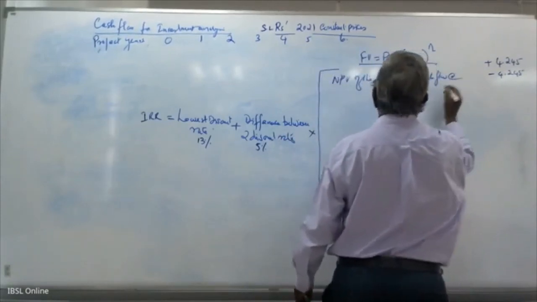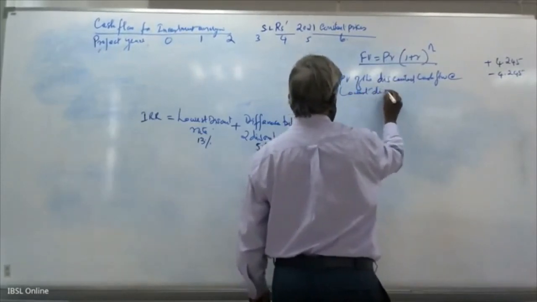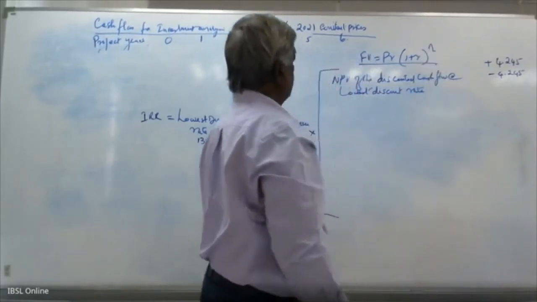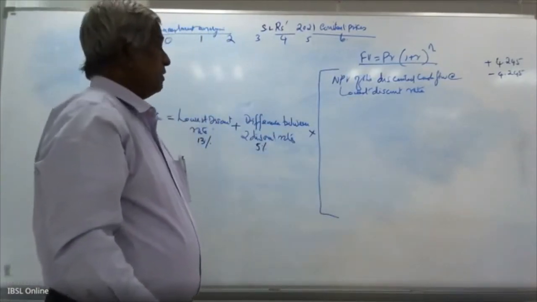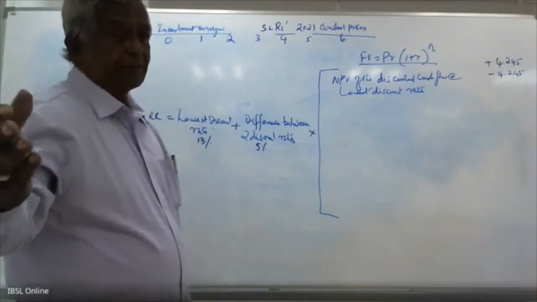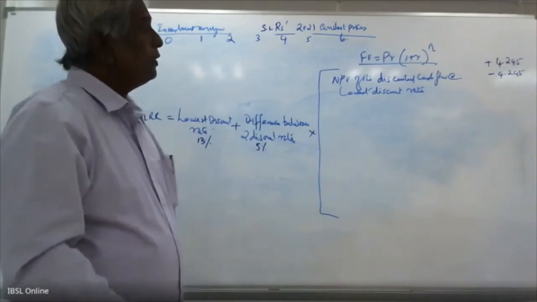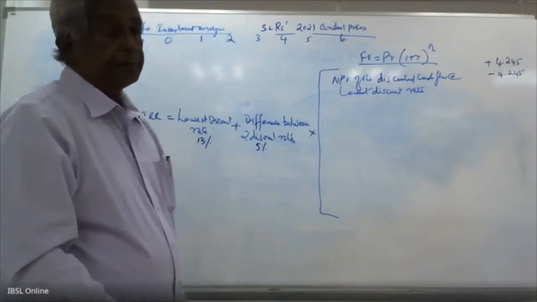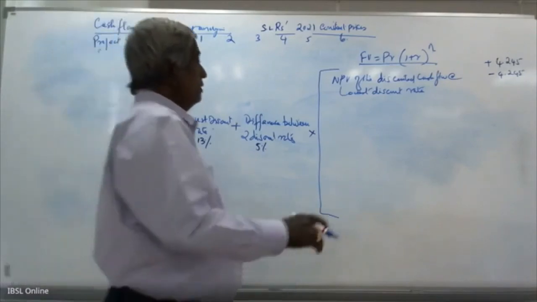At the lowest discount rate, NPV of the discounted cash flow at the lowest discount rate. At the lowest discount rate, how much have we got? Earlier one, plus 4.245. That's the lowest. That is NPV of the discounted cash flow at the lowest discount rate.